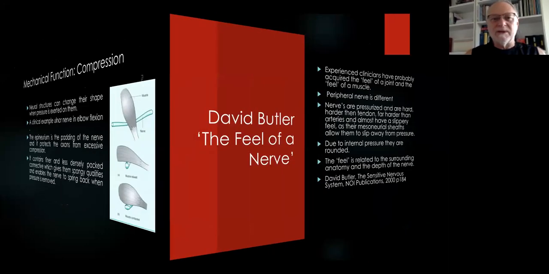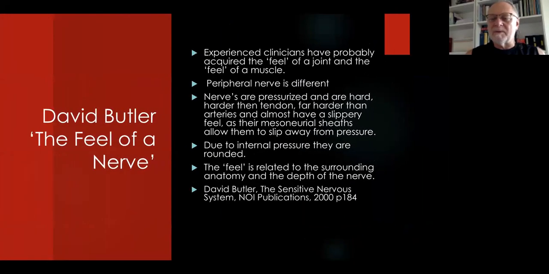So David Butler said the feel of a peripheral nerve is a bit different. Nerves are pressurized and hard, harder than tendon, far harder than arteries, and almost have a slippery feel as their mesoneurial sheaths allow them to slip away from pressure. And due to internal pressure, they are rounded. The feel is related to the surrounding anatomy and depth of the nerve. David Butler talks a lot about the nature of nerves in his really seminal book in the year 2000 called The Sensitive Nervous System.